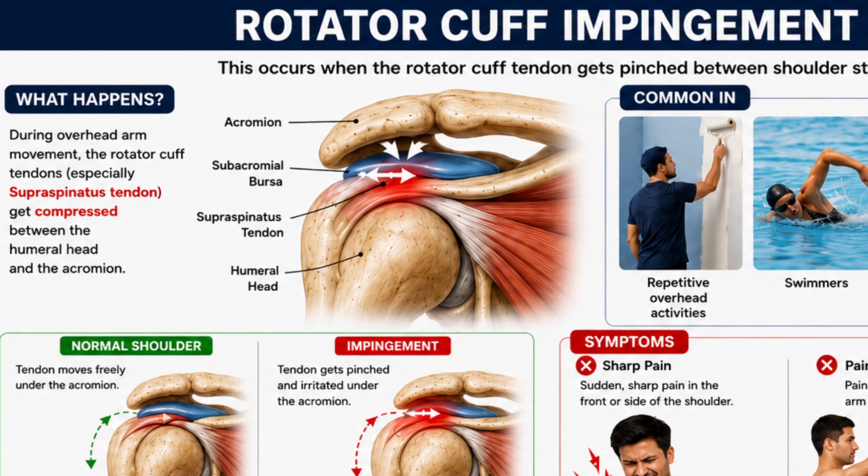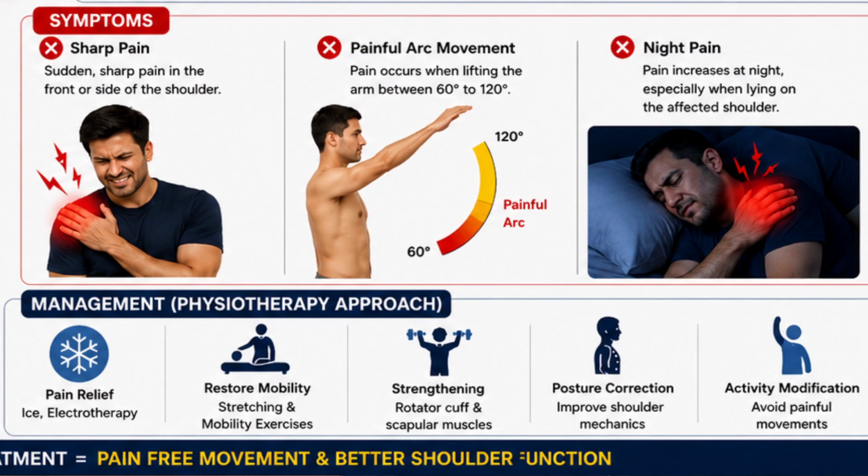So now let's discuss rotator cuff impingement syndrome, one of the most common shoulder disorders. The tendon is compressed between the humeral head and the acromion, and the repeated compression leads to inflammation and pain. And the symptoms are sharp pain, a painful arc, pain between 60 to 120 degrees of shoulder abduction and scaption, night pain, and difficulty in reaching overhead movements.